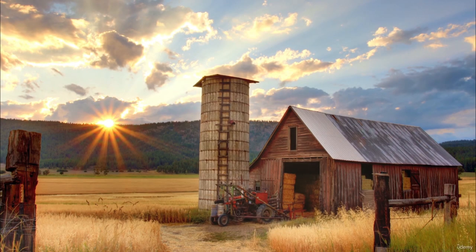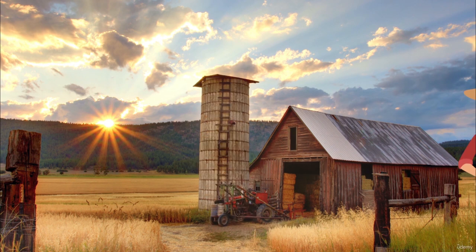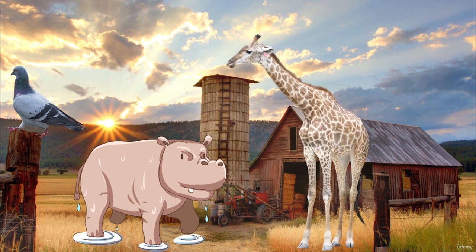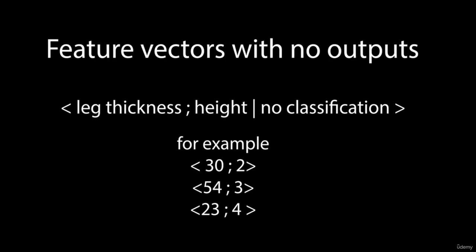Going back to the island of Aramamore, we find ourselves at Farmer Earl's farm. Now, Farmer Earl has three different types of animals on his farm, that being pigeons, hippos, and giraffes. Farmer Earl wants to build a machine learning model that allows him to classify an animal as a pigeon, hippopotamus, or giraffe. He finds a bunch of feature vectors representing animals on his farm.